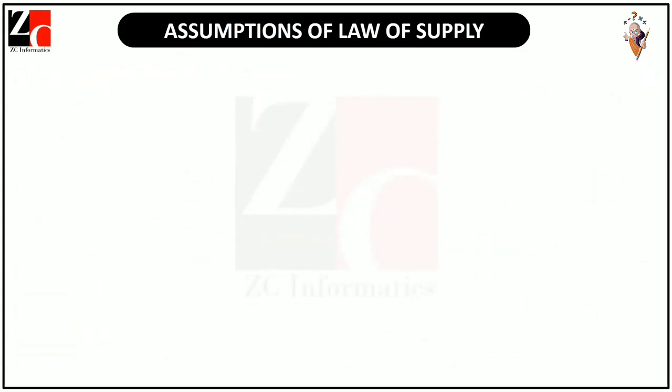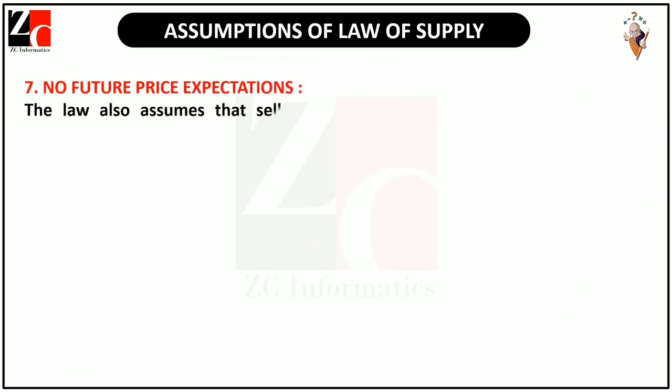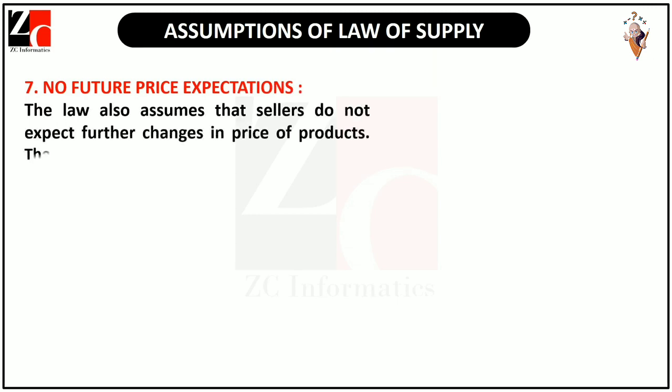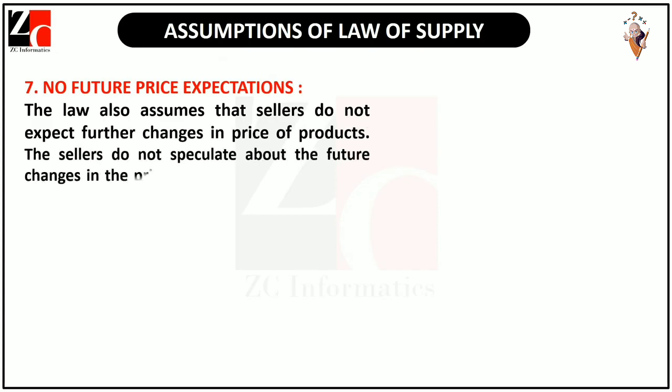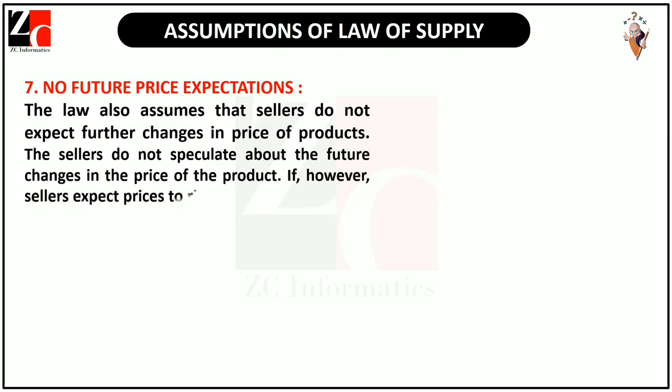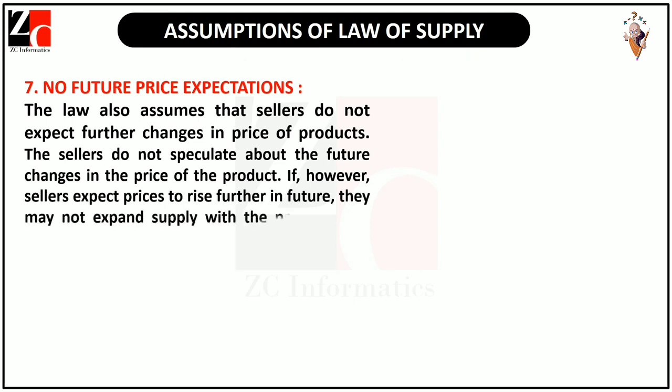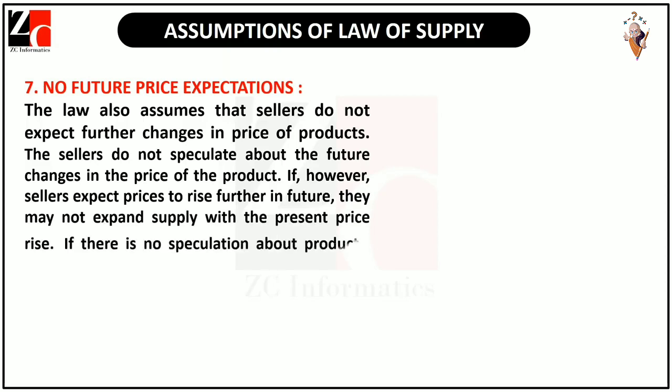Point number 7. No future price expectations. The law also assumes that sellers do not expect further changes in price of products. The sellers do not speculate about the future changes in the price of the product. If, however, sellers expect prices to rise further in the future, they may not expand supply with the present price rise. If there is no speculation about products, then the economy is assumed to be at balance and people are satisfied with the available products and do not require any change.